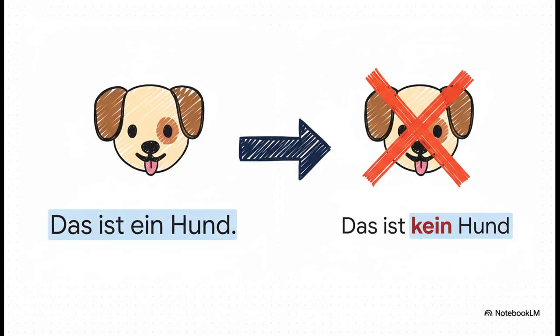Let's check it out with a masculine noun. To say that is a dog, you'd say Das ist ein Hund. Now, to say that is not a dog, you just swap out ein for kein. Das ist kein Hund. It's a perfect one-for-one switch.